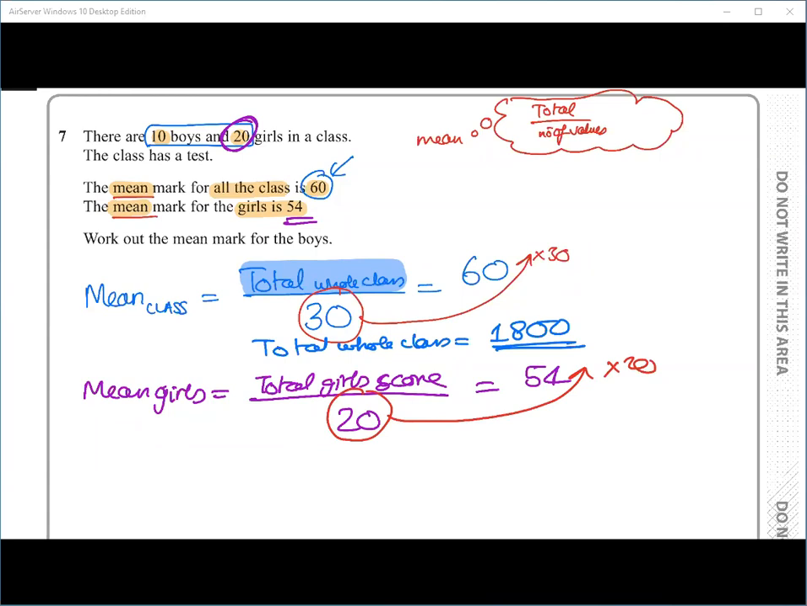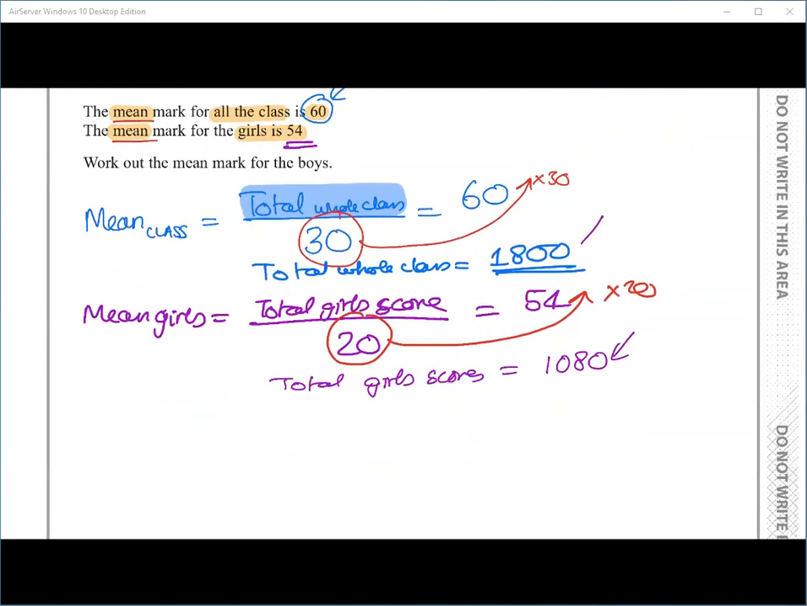Okay, we have the total girls score is equal to 54 times 20. What's 54 times 20? 1,080. Fantastic. So 1,080 is the total score for the girls. For the whole class it is 1,800. So how would we unpack the information about the boys? What do we do now? Would you just take them away? Take them away. So 1,800 minus the 1,080. What's 1,800 minus the 1,080?